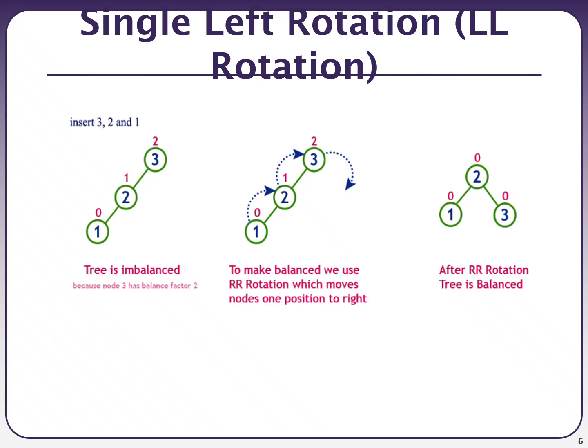So I am using a single left rotation. I am just shifting the elements and rotating the third node. The third node is shifted to the right side of node 2. Then the balance factor of each node is 0. So after the left rotation, the tree is balanced.